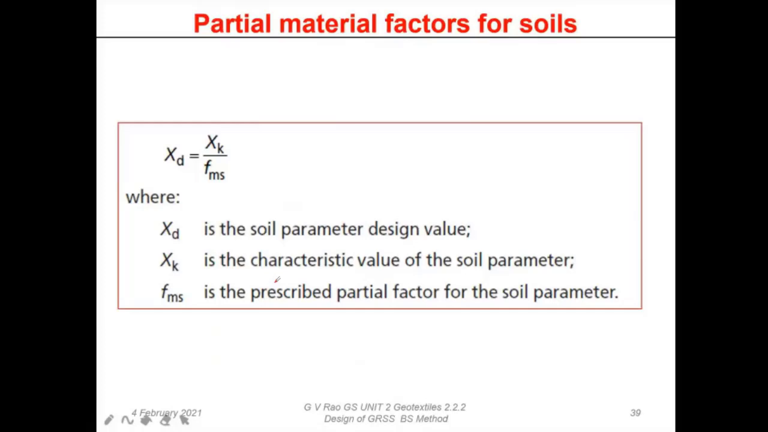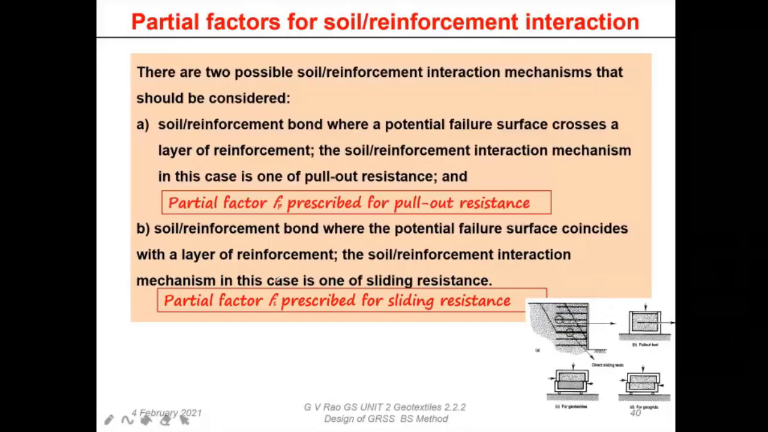And then, of course, we have the material factors, interaction, that means friction. So what did we say? There could be two different ways of friction being generated. One is the soil-reinforcement bond where the potential failure surface crosses a layer of reinforcement. The soil-reinforcement interaction mechanism in this case is one of pull-out resistance.